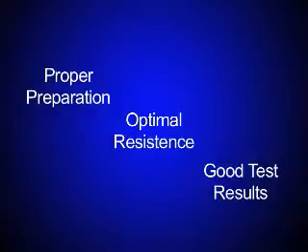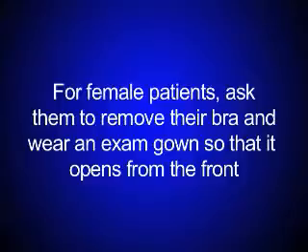To prepare your patient for Holter monitoring, they must be undressed from the waist up and sitting or standing upright. For female patients, ask them to remove their bra and wear an exam gown so that it opens from the front. Prior to electrode placement, have the patient remove their cell phone from the preparation area. Have the patient remove any heavy jewelry.